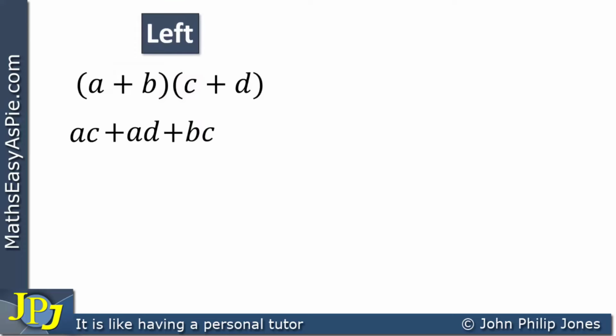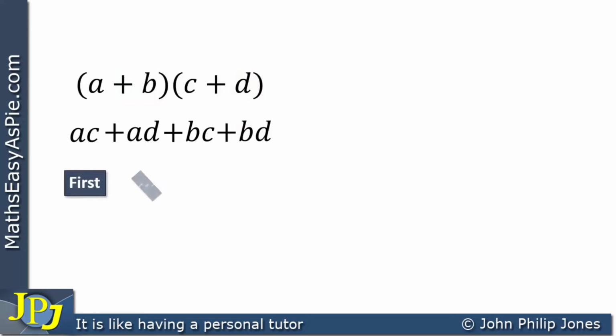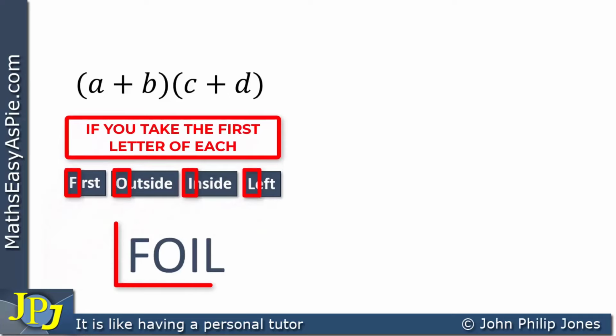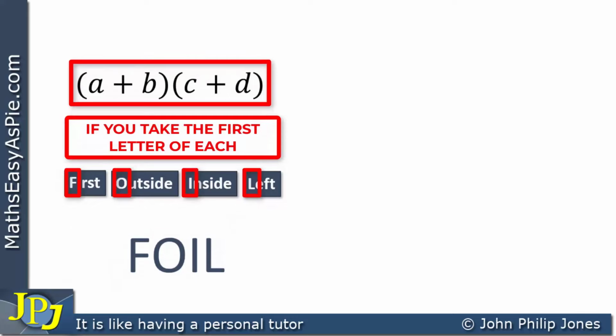You then consider what's left to multiply, and it is the plus B and the plus D. You multiply those together and you get plus BD. So the process involved doing the first, the outside, the inside and the left, which spells the word FOIL. This is just a memory aid for this type of example.